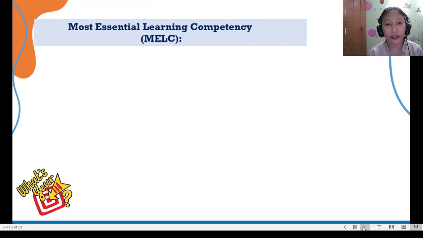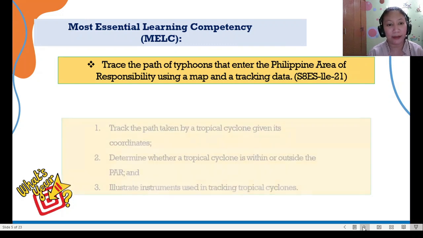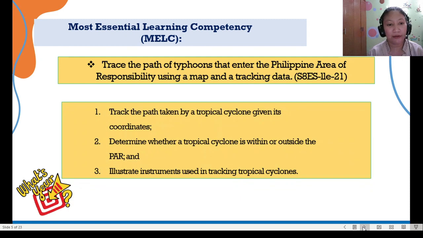For our most essential learning competency, we're going to trace the path of typhoons that enter the Philippine Area of Responsibility using a map and tracking data. So these are the three objectives. First, track the path taken by a tropical cyclone given its coordinates. Number 2, determine whether a tropical cyclone is within or outside the Philippine Area of Responsibility. 3, illustrate instruments used in tracking tropical cyclones. So all of them will be discussed today.